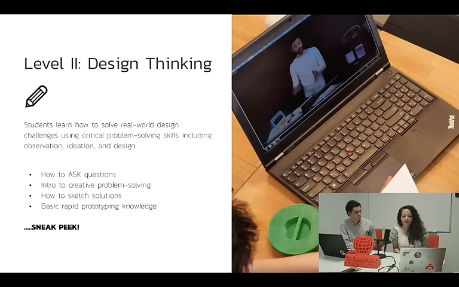Through there, Reed talks about how to ask questions, how to sketch solutions, which I think is really important. In other videos, he goes into detail with how to actually sketch your ideas out, how to brainstorm them, and also how to present them to others, because I think that's really important.